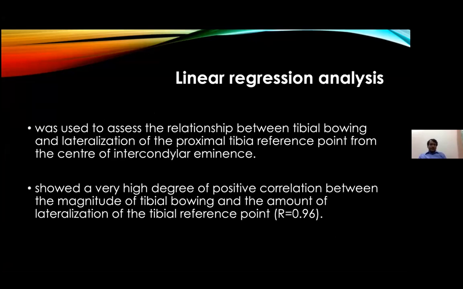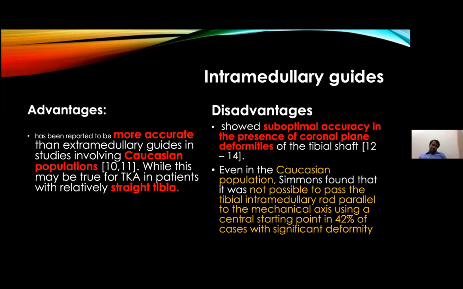The linear regression analysis shows that there is a positive correlation between the bowing of the tibia and the lateral reference point. We can use the intramedullary rod to get an accurate alignment. But the problem is, in Caucasian knees they can use it because of the straight tibia. But in our cases, because of the bowing, we are not able to insert it, and it gives an error.